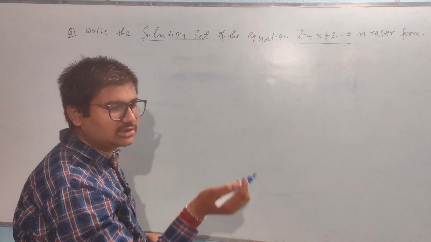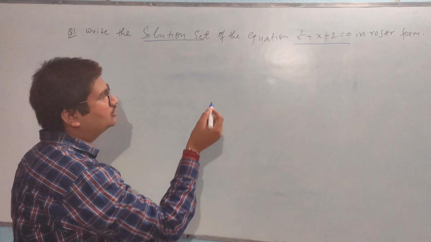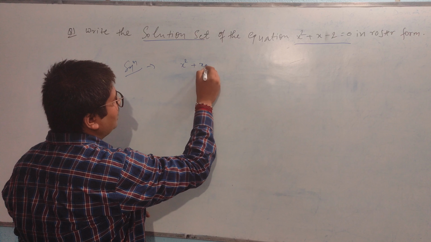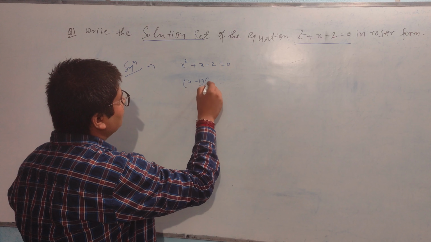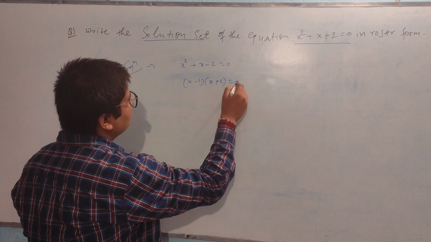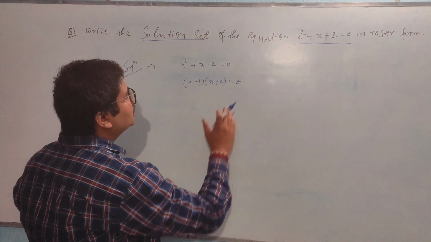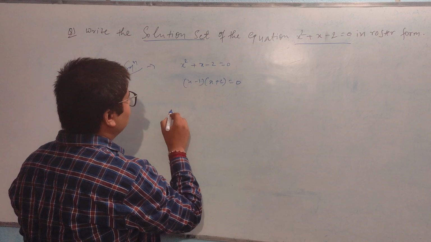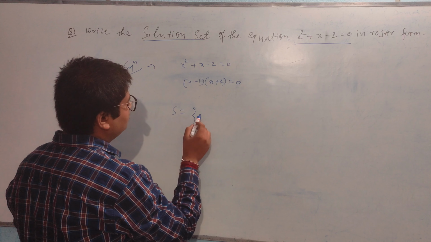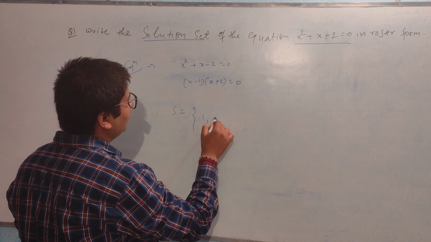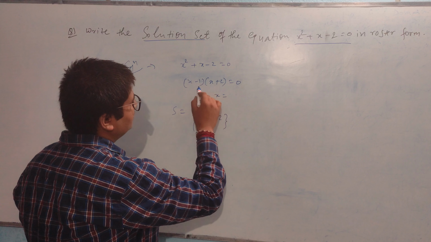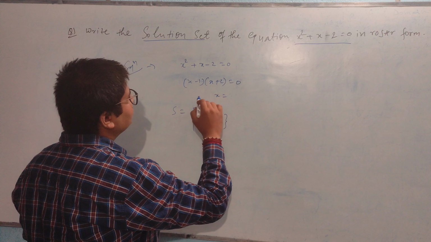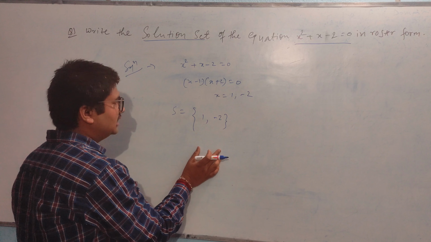So let's see how to solve it. The solution goes like this: the given equation is x square plus x minus 2 equals 0. So x minus 1 into x plus 2 would be its factors. So the solution set is given by S equals 1 and minus 2, because the roots of this equation, this would give x equals 1 and minus 2. So this is the solution set.